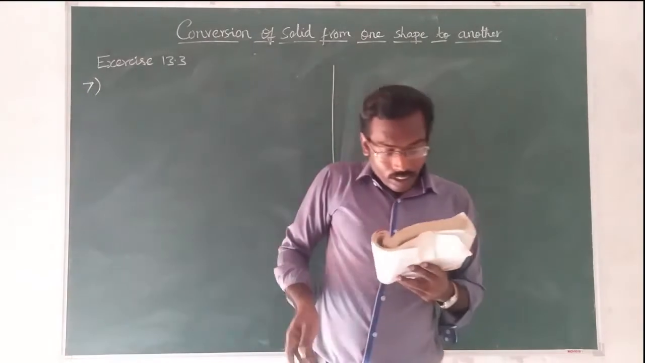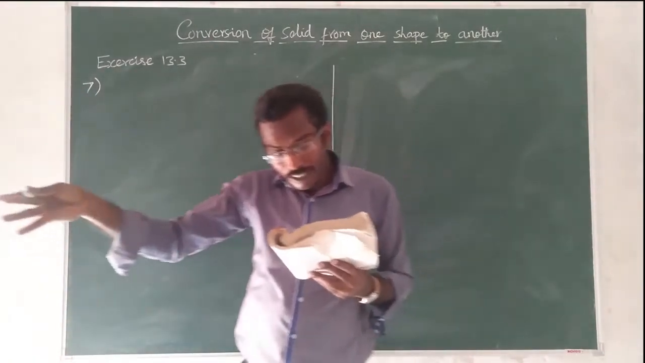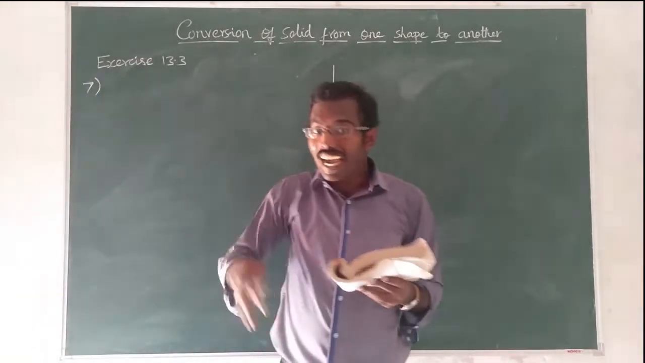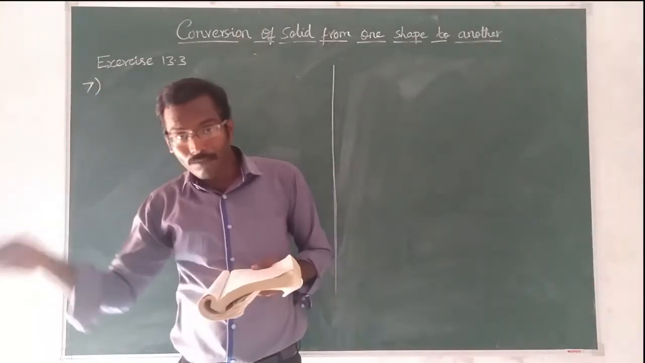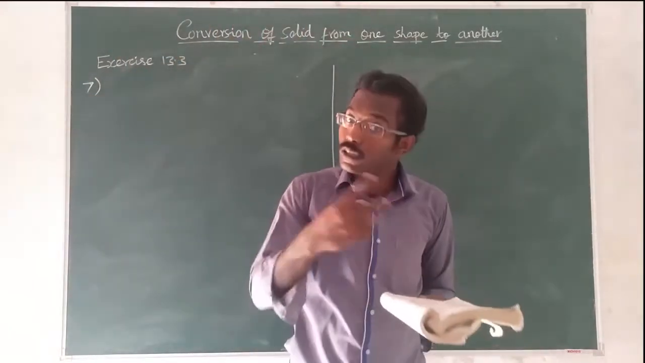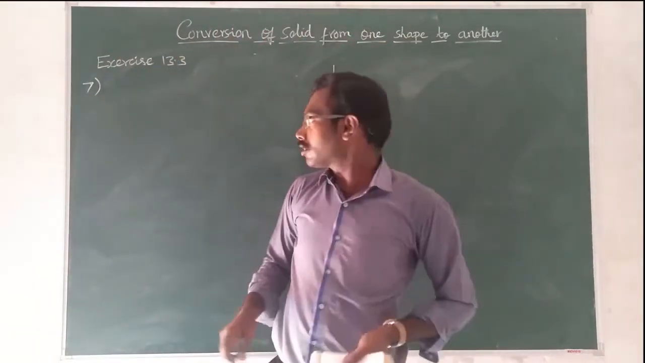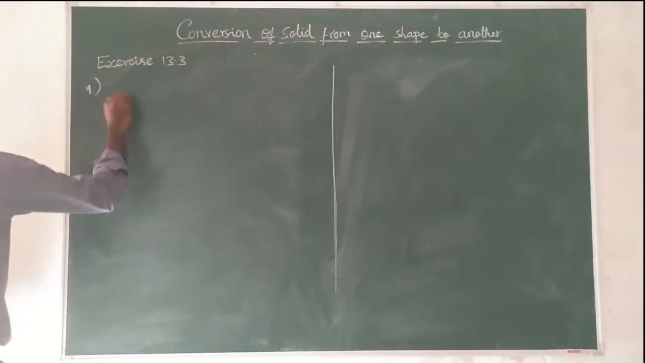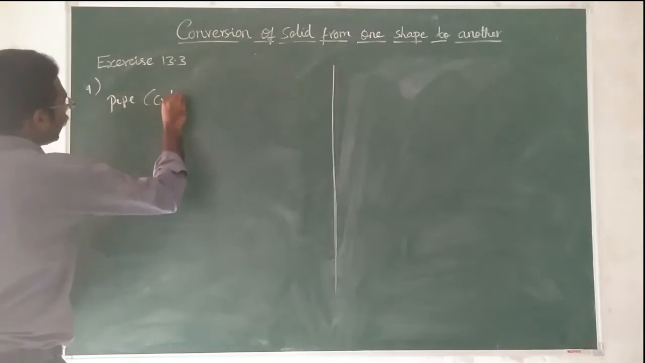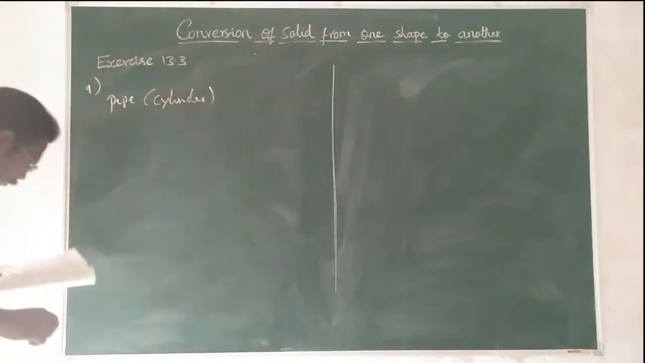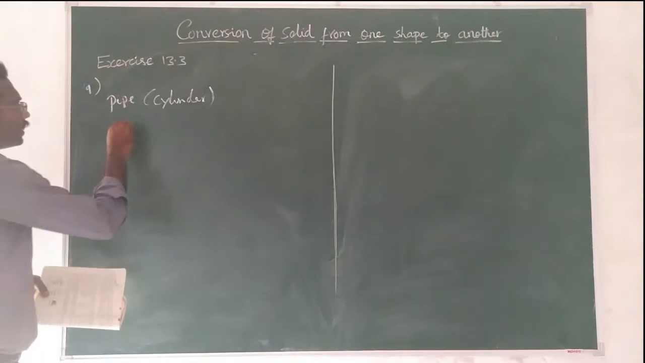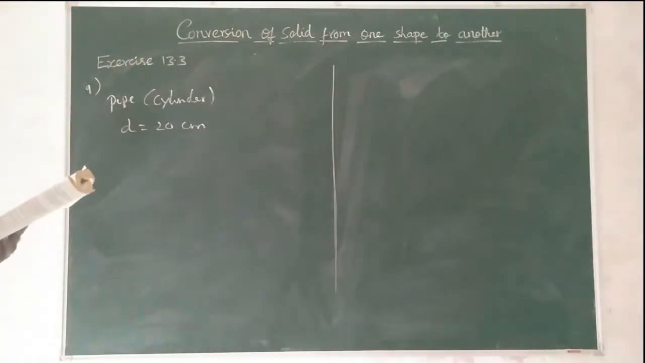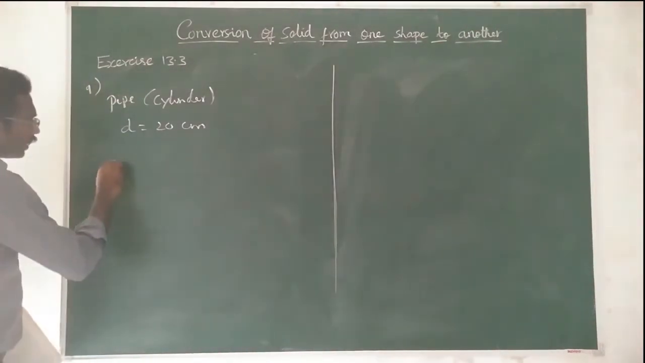Then from the pipe, where does the pipe empty? From a canal into a cylindrical tank. Again a cylinder. The cylindrical pipe ends in a cylindrical tank. So two cylinders are here. First one is the pipe. The pipe is a cylinder. What is given? The pipe's diameter is given. Diameter is equal to 20 centimeter. Then another one, the tank, the cylindrical tank.